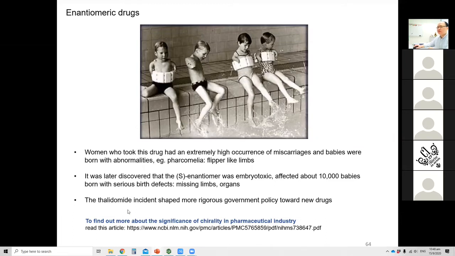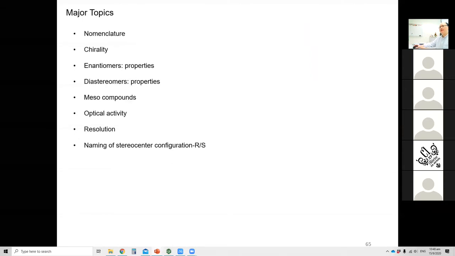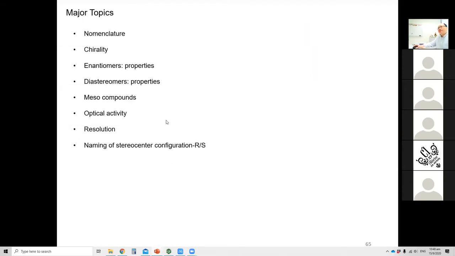So if you are really interested in the significance of chirality in the pharmaceutical industry, I found this paper. You don't need to know that much organic chemistry, it's half policy, half scientific paper. So you can read into it and find out what people have done since all these tragedies, what the policy is, and what the government's attitude is towards chiral drugs.